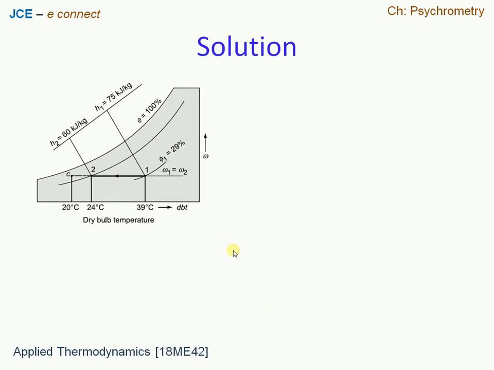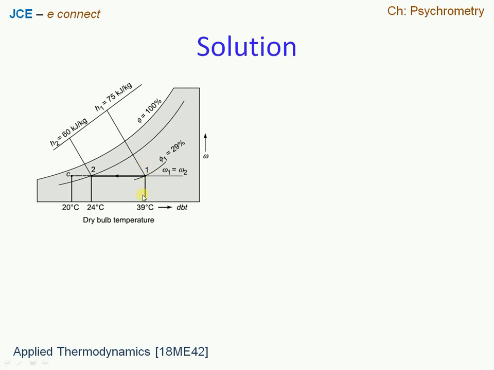Now let us proceed further. Let us fix the state points, given state points 1 and 2, on the psychrometric chart. We can see that at a T1 temperature of 39 degrees and a relative humidity of 29%, we can get the first data point fixed on the psychrometric chart, represented as 1.